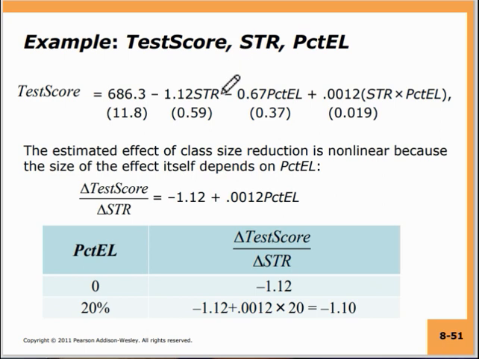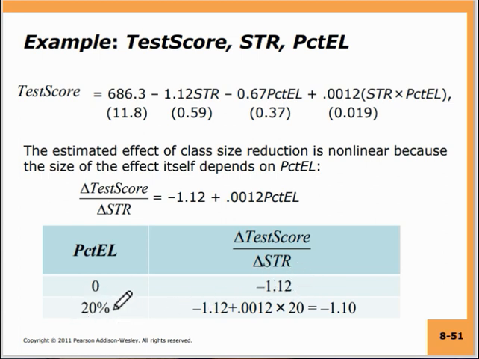So now if you actually regress the equation by putting in your interaction term, these are the coefficients and these are the associated standard errors that you get from your data set, and the change in test score over change in STR you find as minus 1.12 plus 0.0012 percentage English learners. So for different levels of percentage English learners, when percentage English learners is 0, your marginal effect is just minus 1.12.